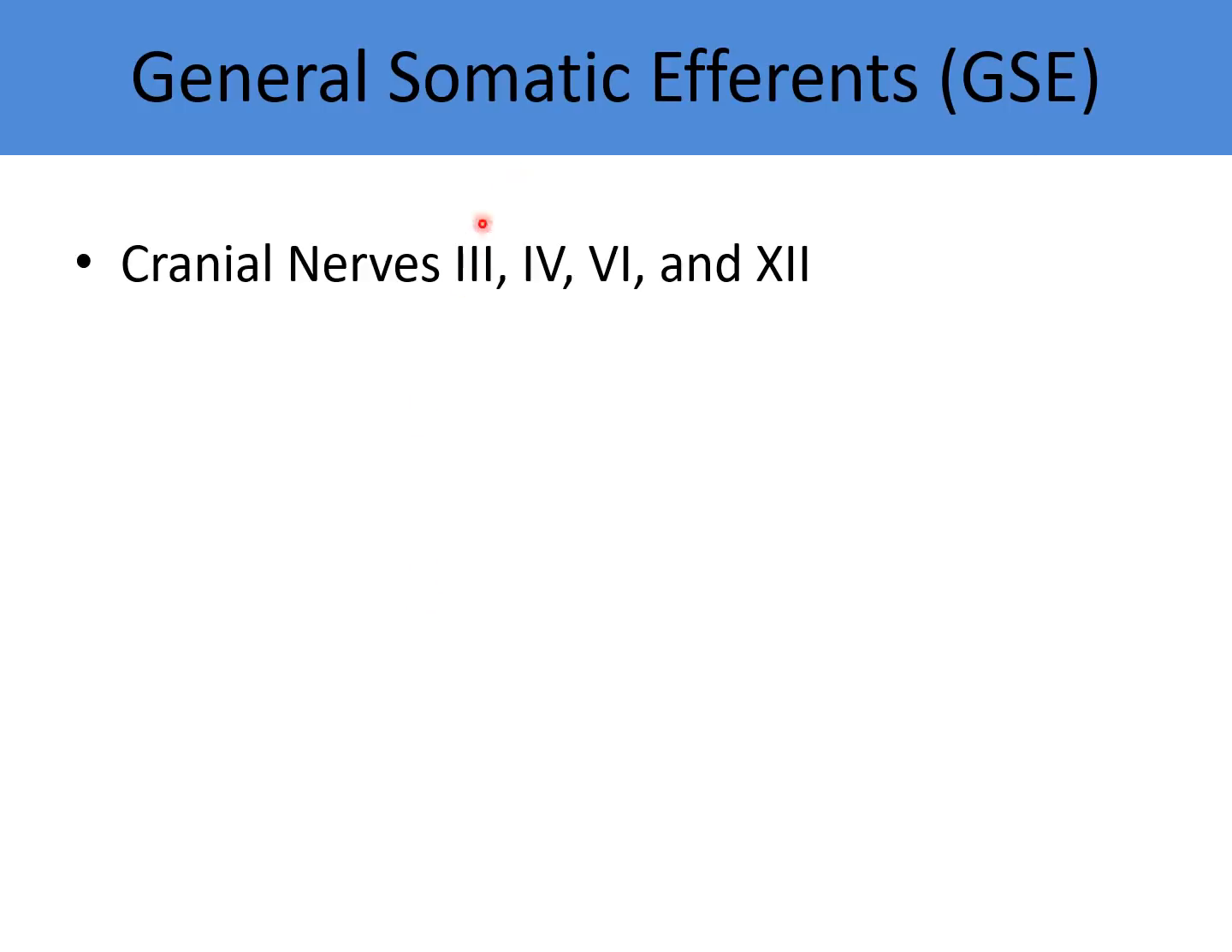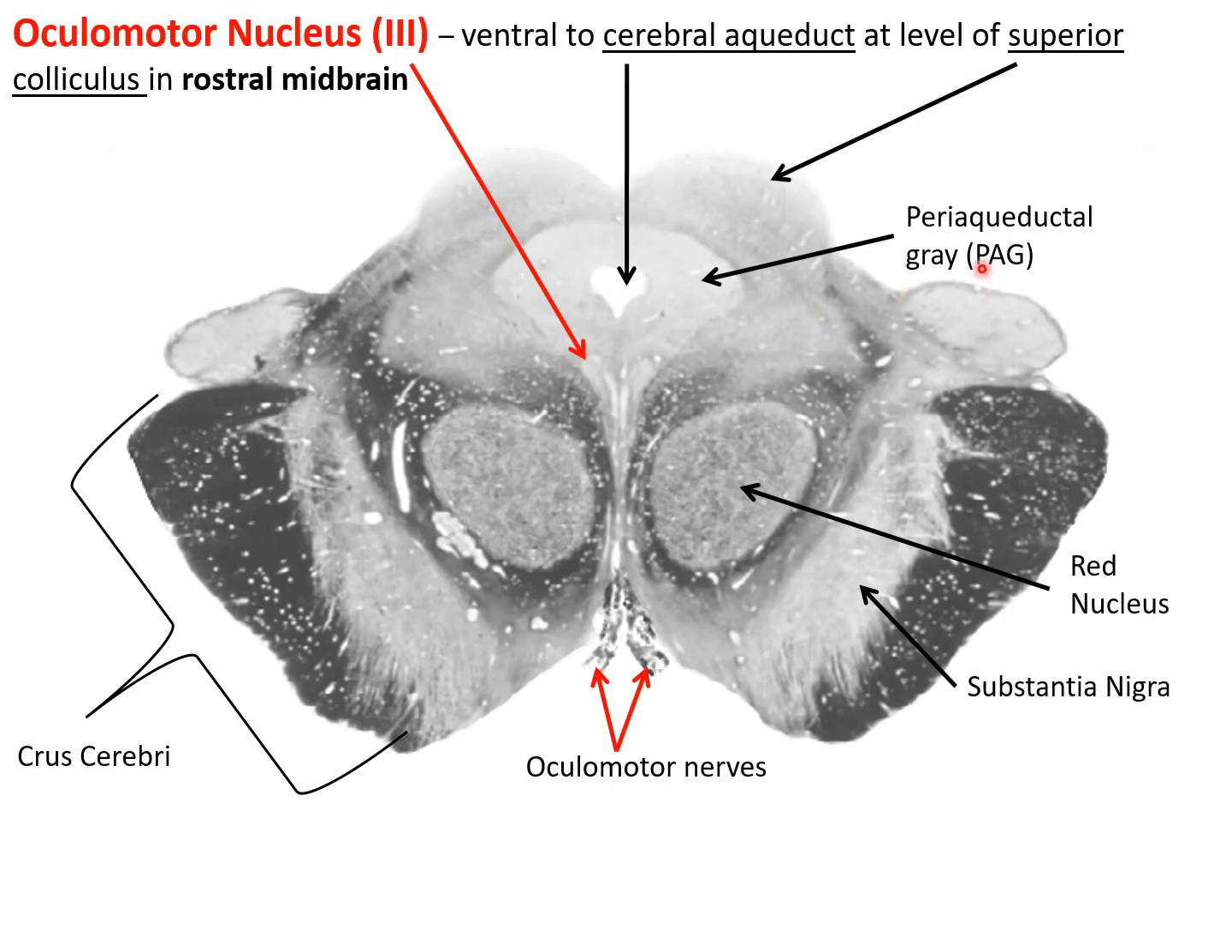General somatic efferents are 3, 4, and 6, which handle primarily eye movements, and 12, which handles primarily tongue movements. If we look at the oculomotor nucleus, we can see in the periaqueductal gray, just in the inferior portion, the oculomotor nucleus, just ventral to the cerebral aqueduct, and it sends its fibers down to the ventral outlet.